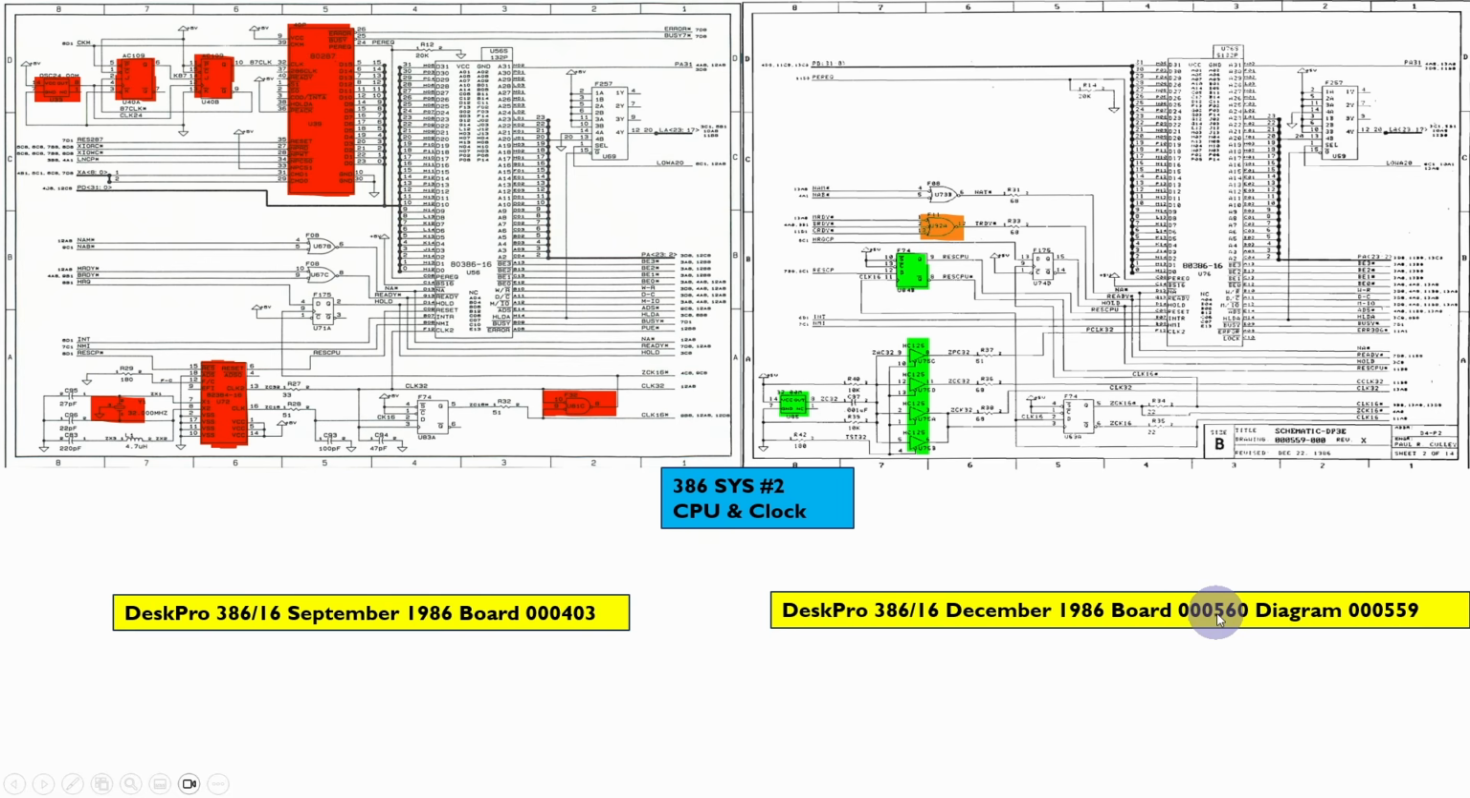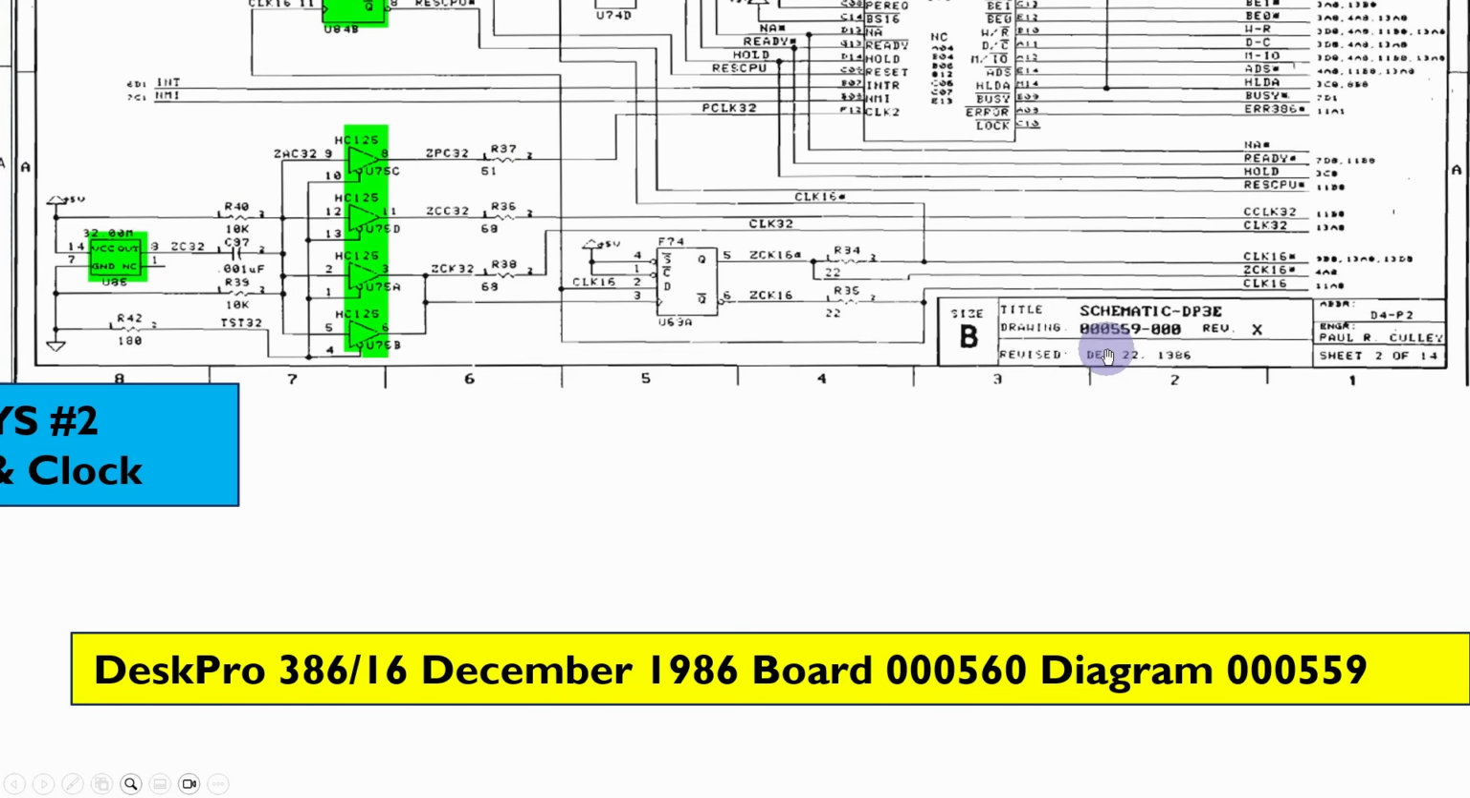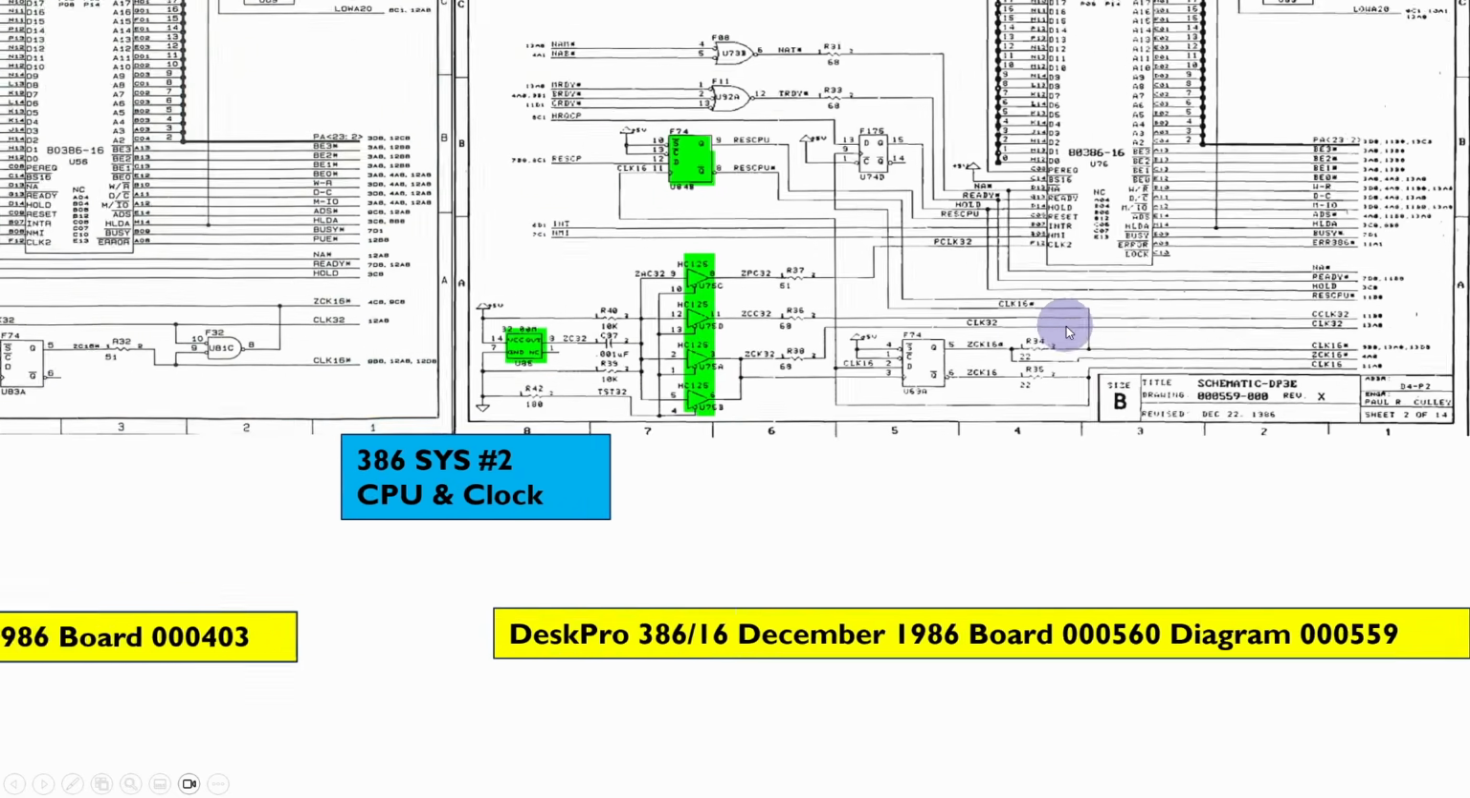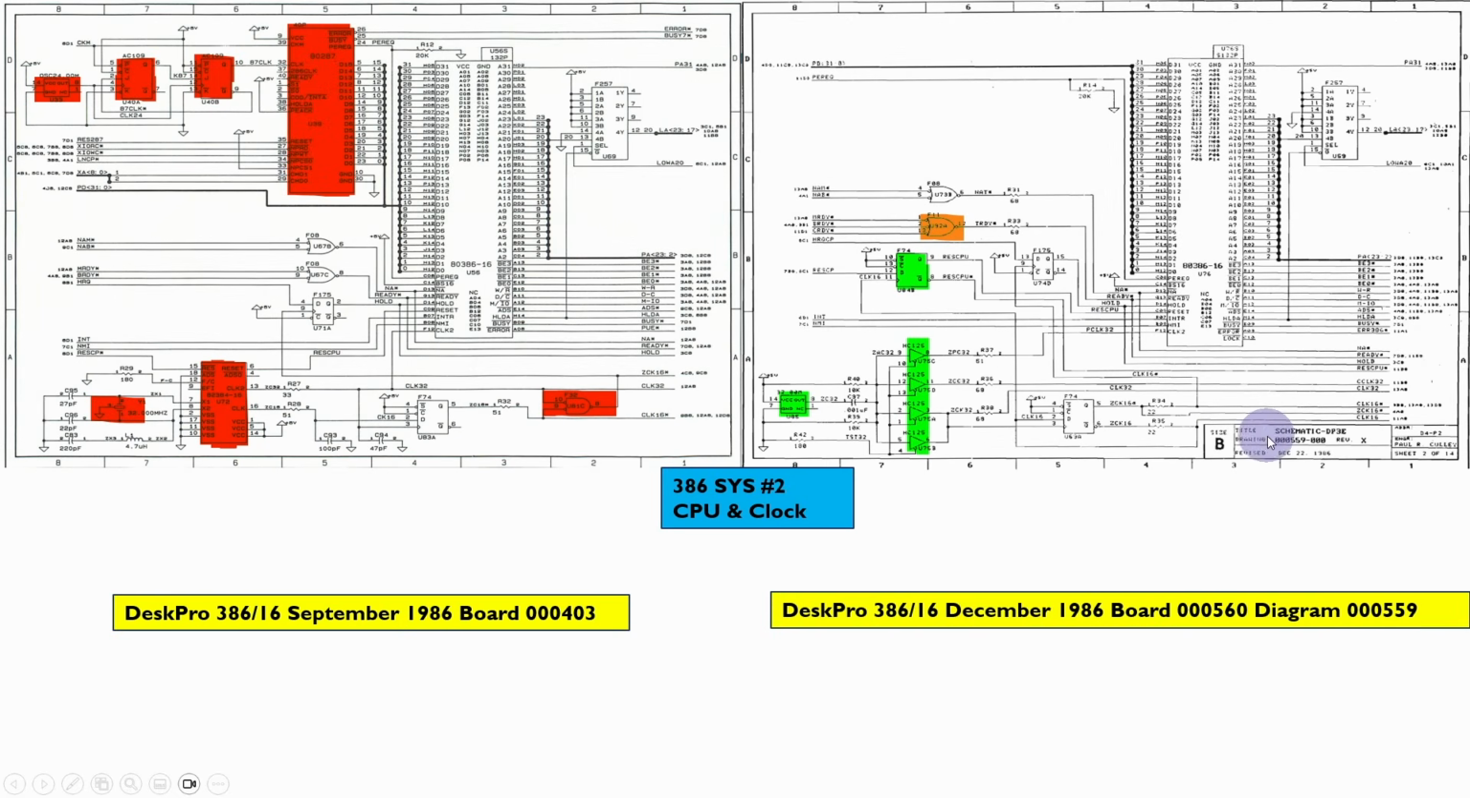And the second board is 560, which is in fact the second one, the December one. And you can see that the diagram referenced on there was 559. And if we zoom in here, you'll see that the diagram on this drawing number is in fact 559. It looks like they took all of that internal drawing number information out of the images that they put into the original DeskPro documentation.